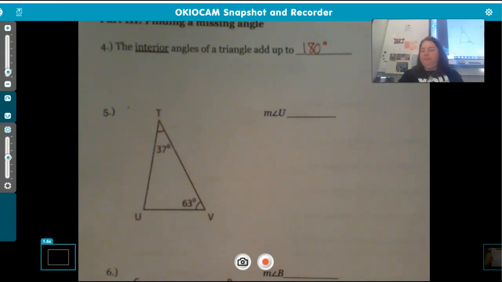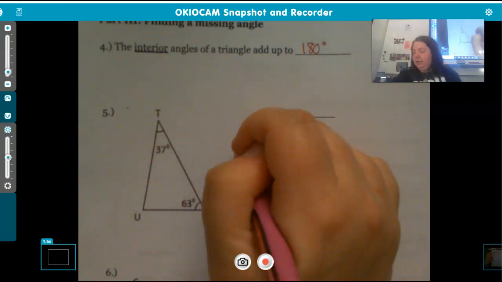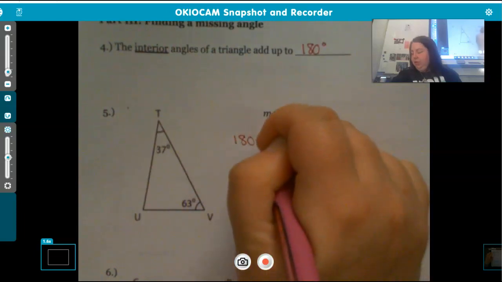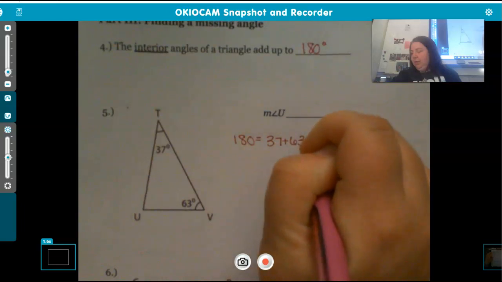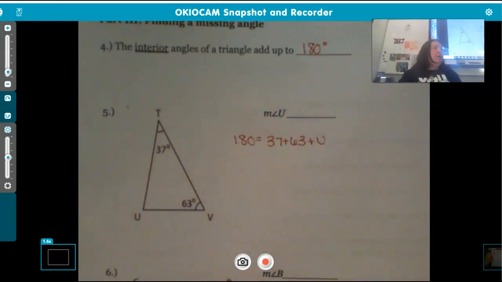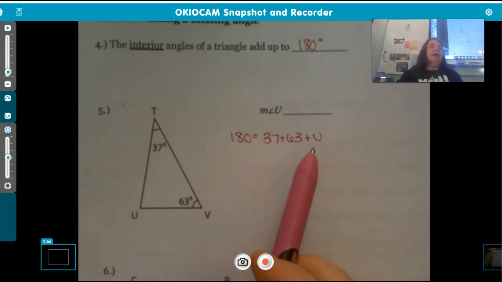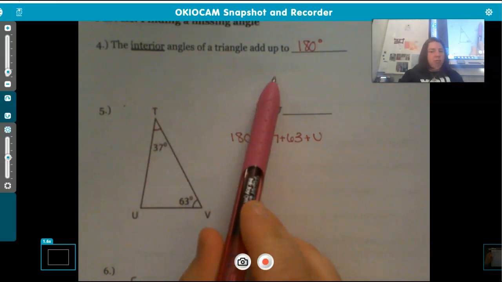So we know, right? So we could set up like this. 180 equals 37 plus 63 plus u. We know that 180 is all of those added together. So when in doubt, write out your formula and just plug that letter in for whatever your missing number is. We know that all of these added together equal 180.